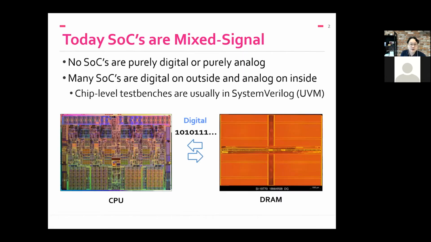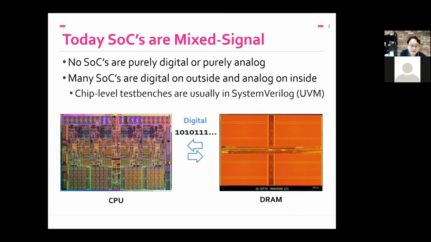All right, here's the motivation. As you know, today's SoCs are mostly mixed signal. That means we don't see any SoC that is purely digital or purely analog. And what's interesting is that most of these SoCs are digital on the outside and analog on the inside.